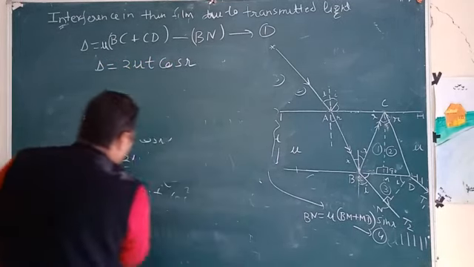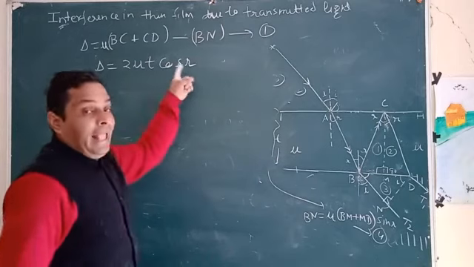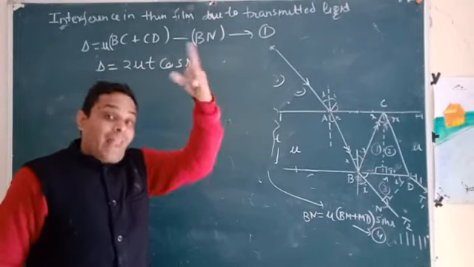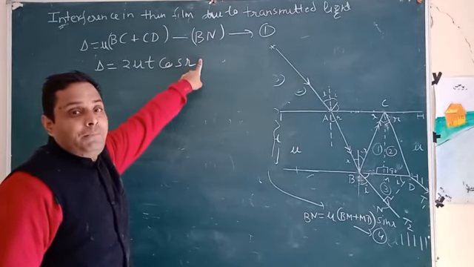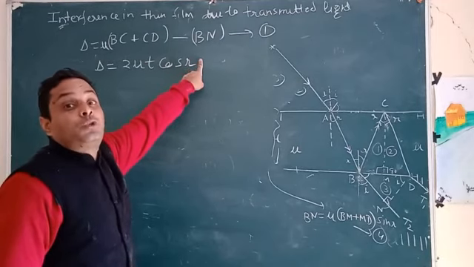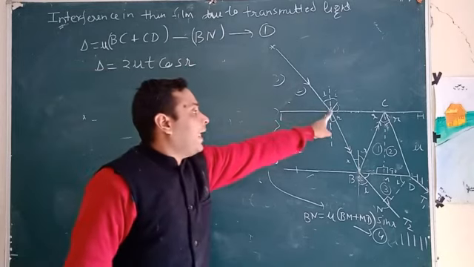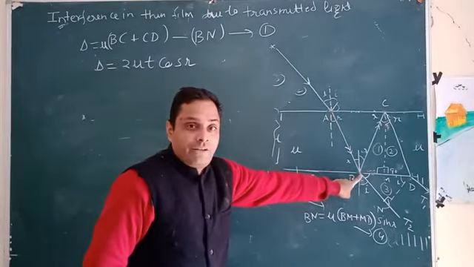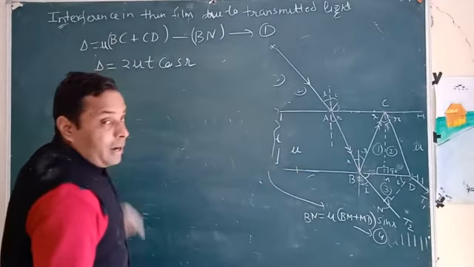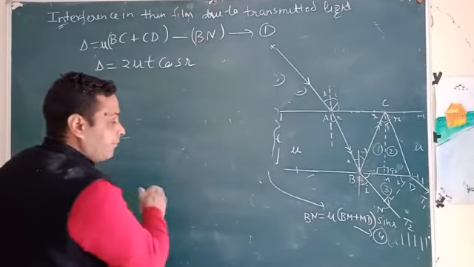Here we have seen that in the reflected case, an extra plus or minus lambda by 2 path difference is generated due to Stokes treatment, because the ray is reflected from the denser medium. Here there is no such reflection from a denser medium, so there is no extra path difference.